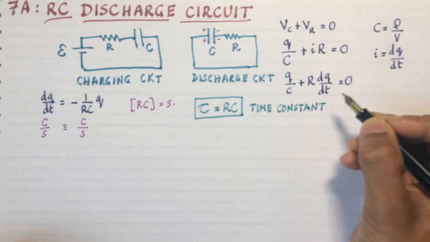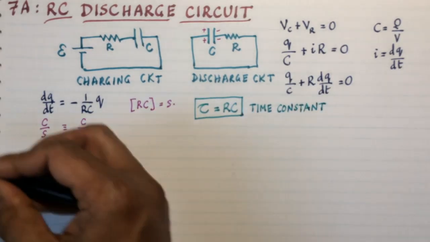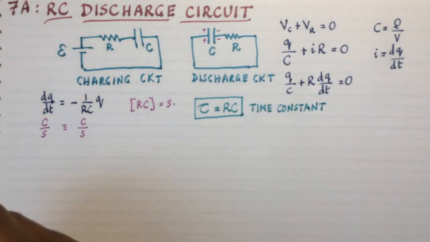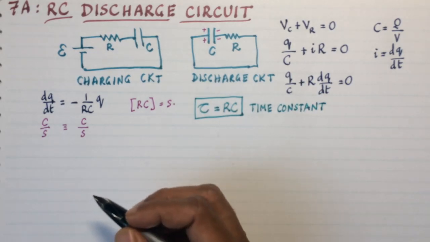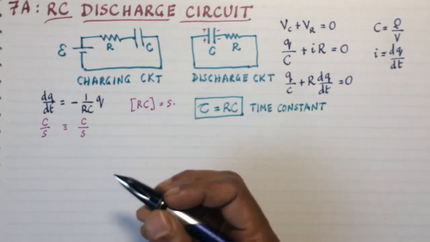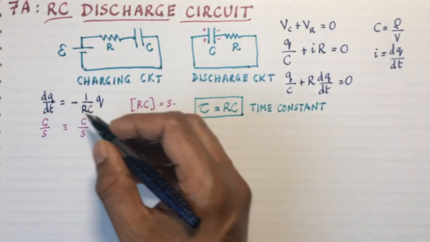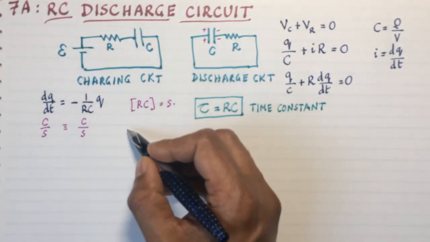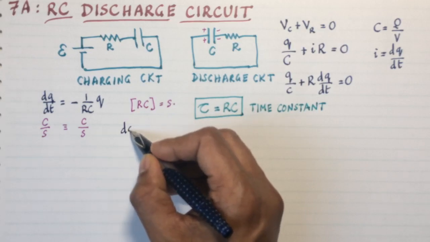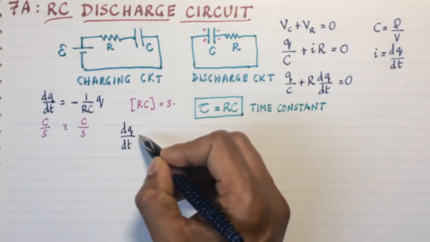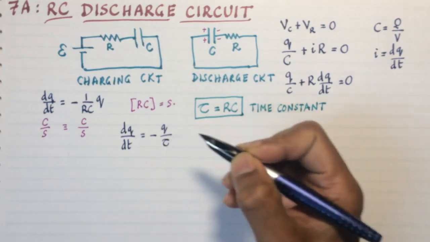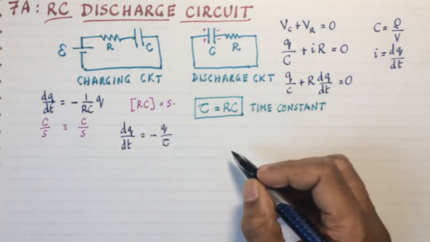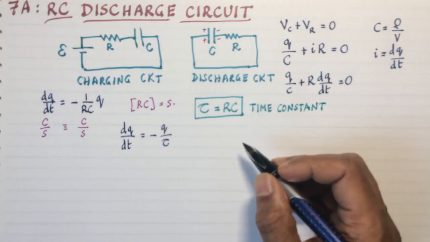Later on we'll see what the true meaning of the time constant is, but right now you can just imagine it to be some shorthand notation for R times C with the same units as time, namely seconds. So once we have the time constant, we can replace RC with the time constant. So I have the differential equation dq by dt equals minus q over tau. Now this equation is amenable to what's called separation of variables.